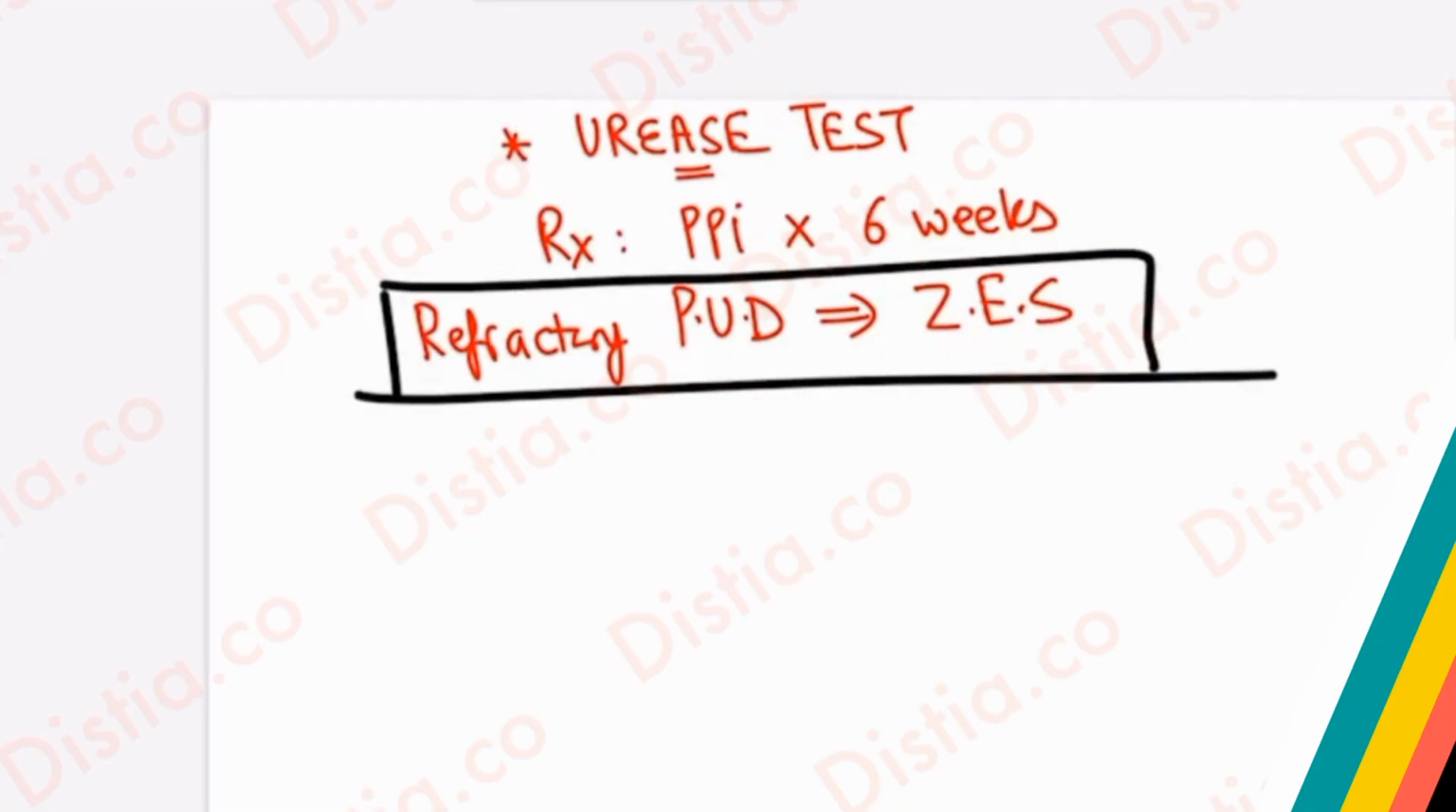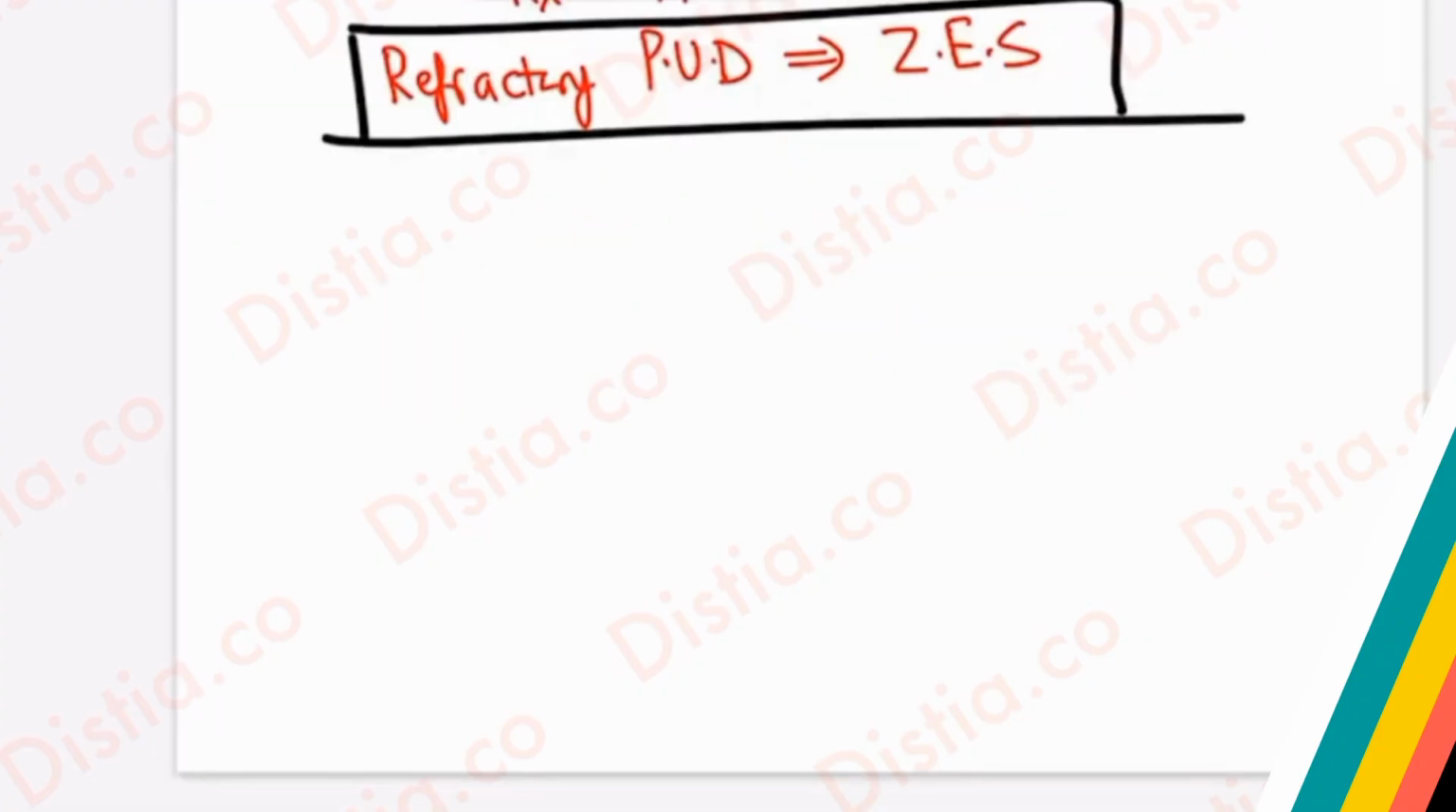That is always given in a question of Zollinger-Ellison syndrome, along with the word secretory diarrhea. I've given reasons for why you have secretory diarrhea in Zollinger-Ellison syndrome in the topic of Zollinger-Ellison, in that this word refractory peptic ulcer will definitely help you in identifying the disease process as well.